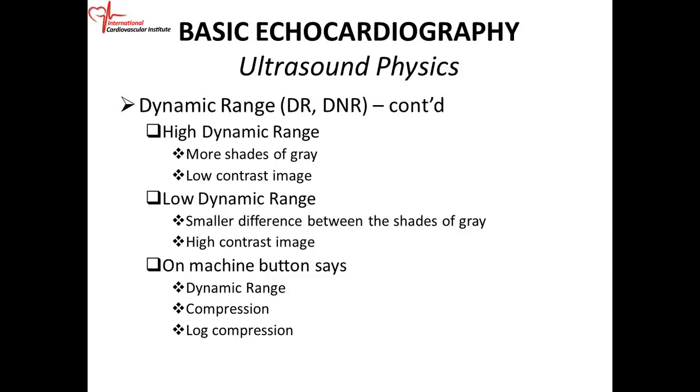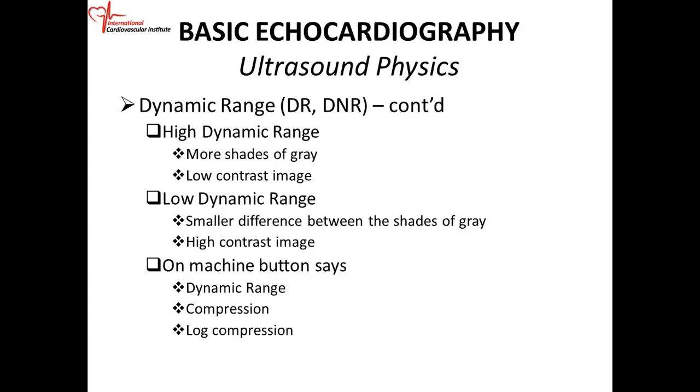And they'll put something marked dynamic range, which is DR or DNR. Then you might see your MI, which is mechanical index, and TIS, which is thermal index in tissue. We're going to go over all of that. But the important thing is to know everything that's on the machine and what it stands for.